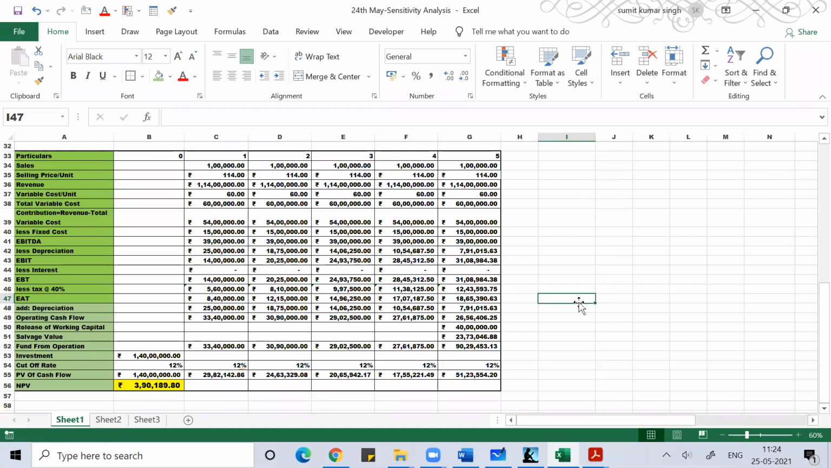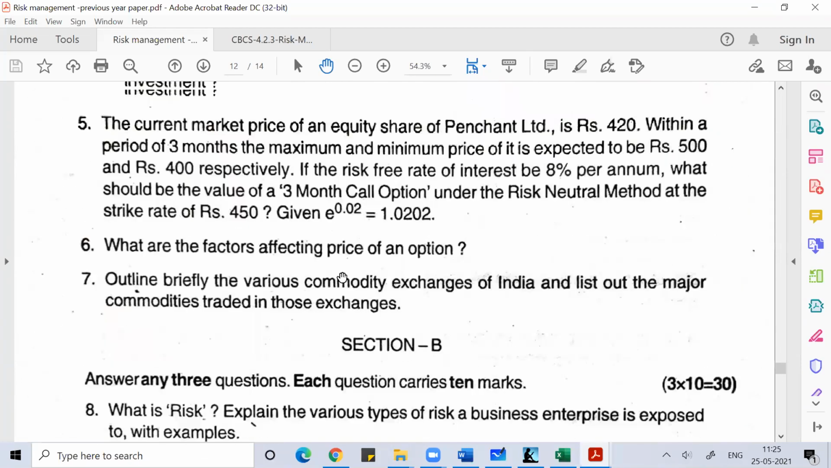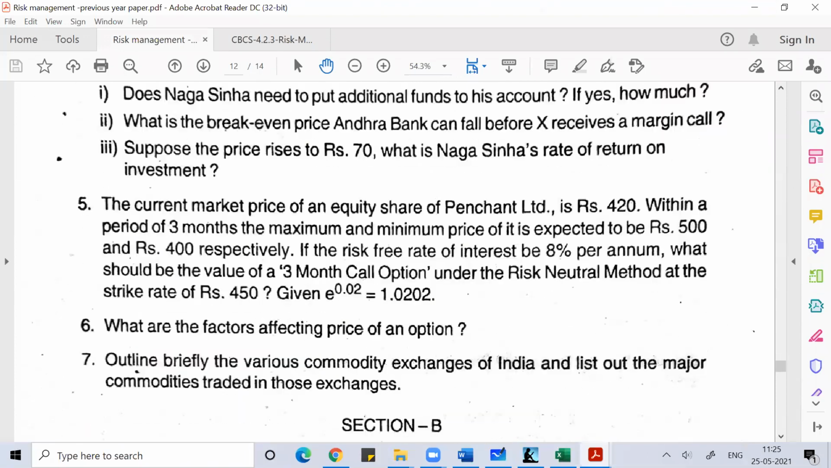So if you want, I'll forward you this Excel sheet. You can copy the data from here. The last part of the question is that if there is an increase in the selling price, this is 2016. So this same thing.